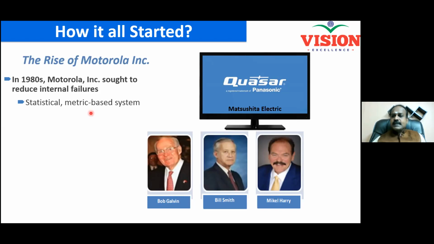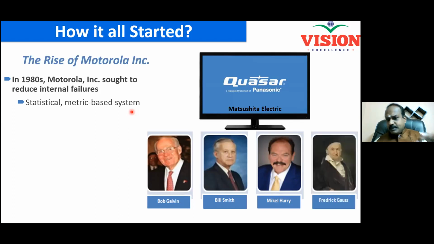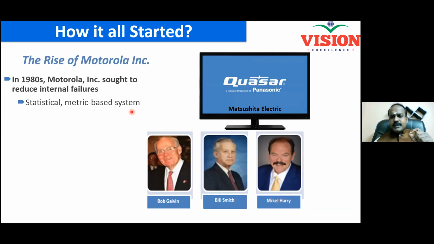So they developed this statistical and metric-based system, and as a result, they started understanding everything that is happening in the company, right? Some metrics were developed, and looking at the numbers, they understood. And also, in order to resolve all the internal failure, they developed a problem-solving methodology. The problem-solving methodology is a four-phase methodology.